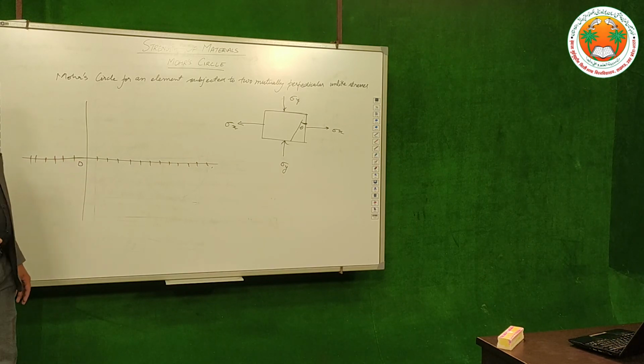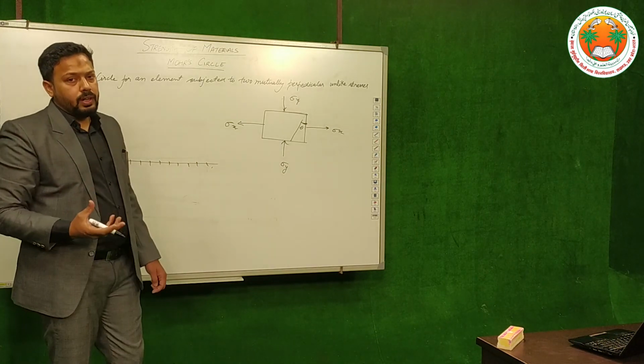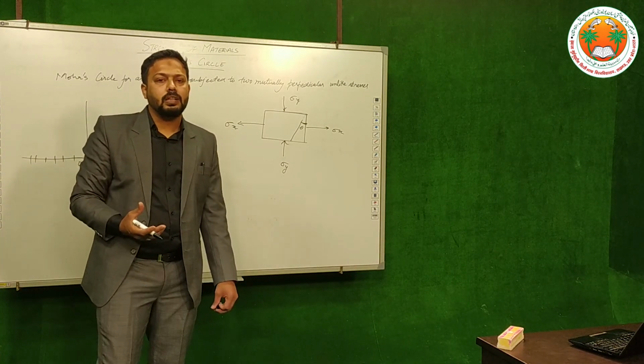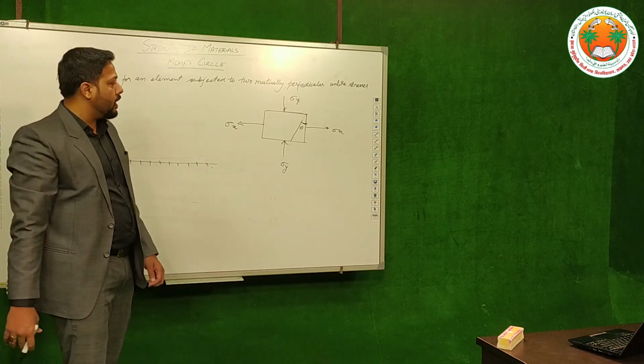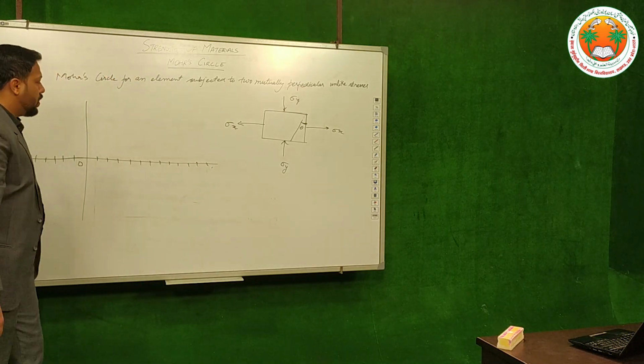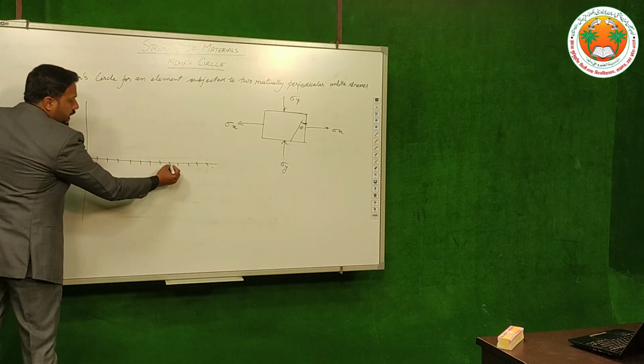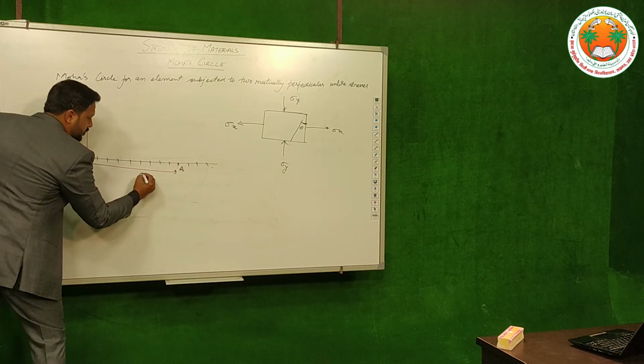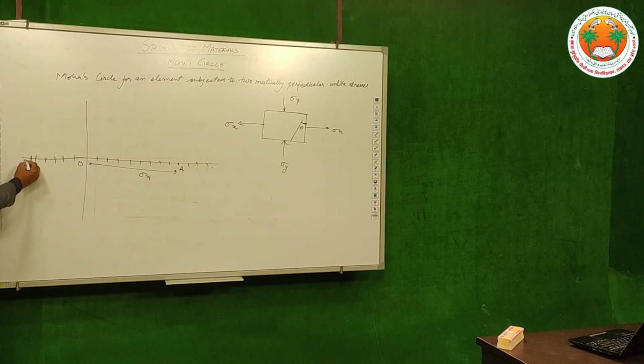We know that the positive or tensile stresses are shown on the positive x-axis, and the compressive stresses are negative in nature and are shown on the negative x-axis. Let this point be the value of sigma x and point B is the value of sigma y.